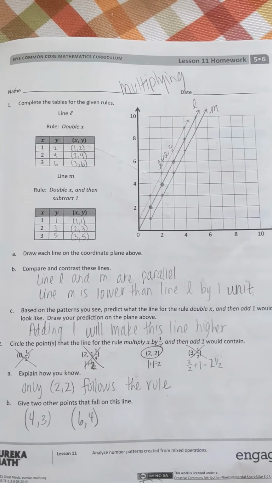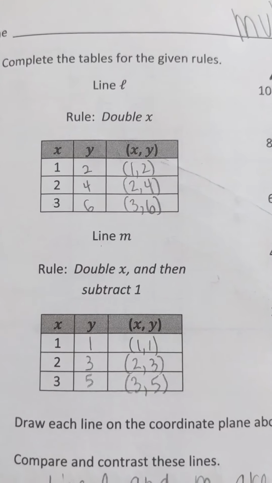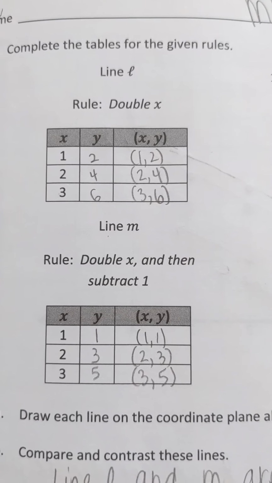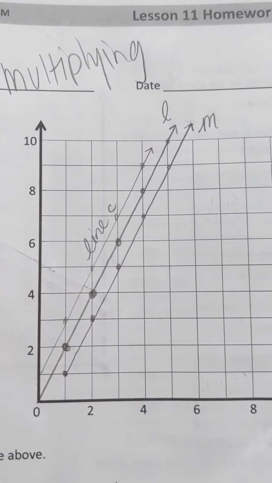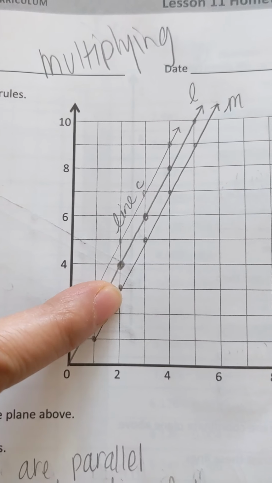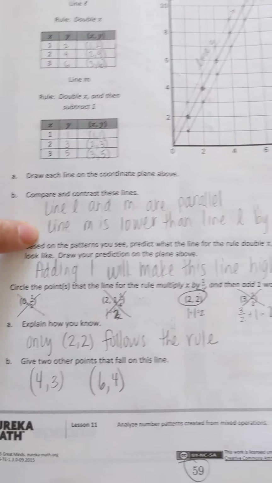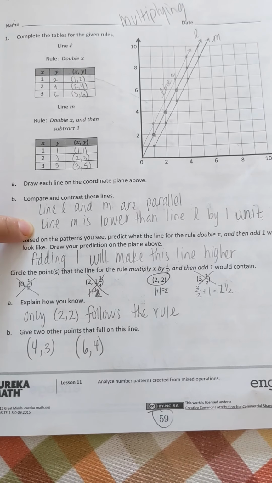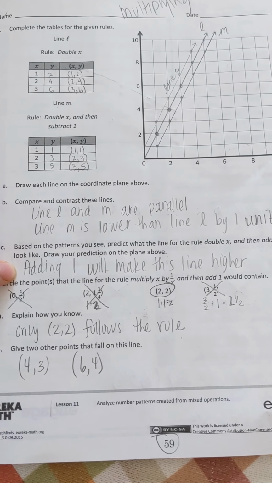If you decided you wanted to do the multiplying section, here is what your coordinates would look like for line L and line M. And then here are the lines L and M on the coordinate plane. And you can see that comparing and contrasting them is very similar to the rationale we went over in the classwork.